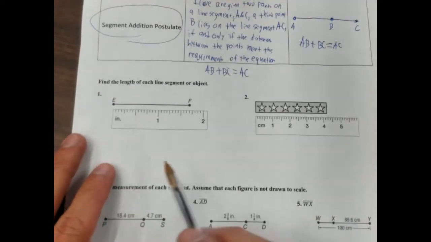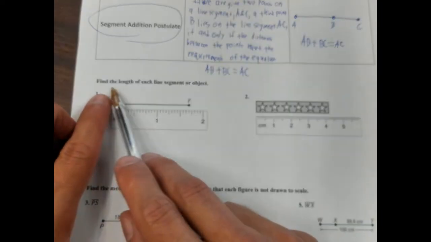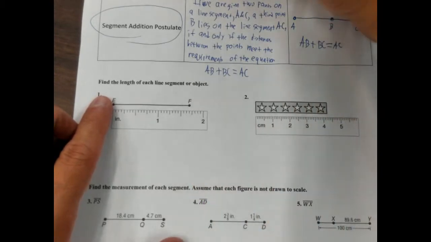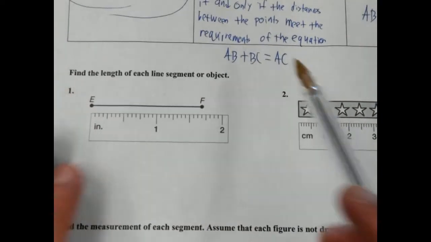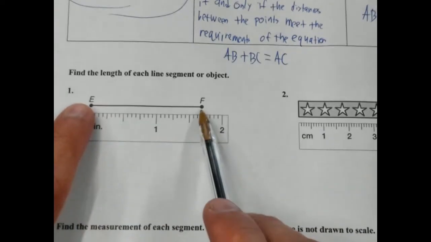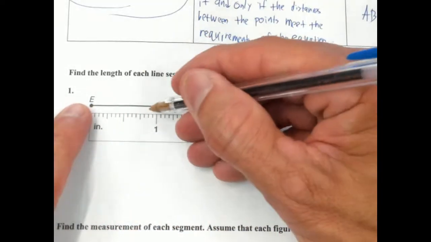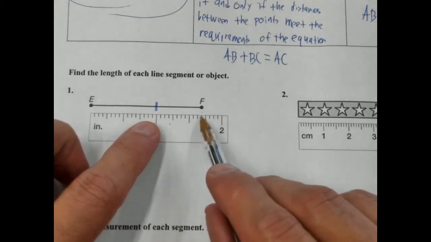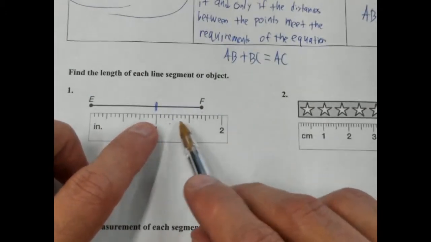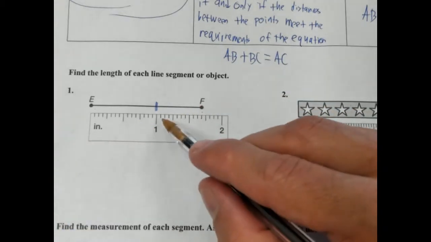Let's look at number one here. We got a ruler here. It's asking us to find the length of each line segment or object. I'm going to zoom here so you can see a little better. Okay, there we go. So we know from here to here is the segment. We're going to find out how far this is. Okay, we know this is 1. And from here to here, we don't know how far this is, but we do know they've divided this up. So here's what I'm going to do. I'm going to count these little tick marks here.